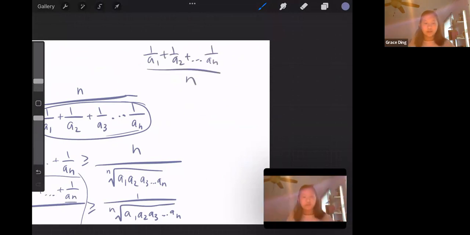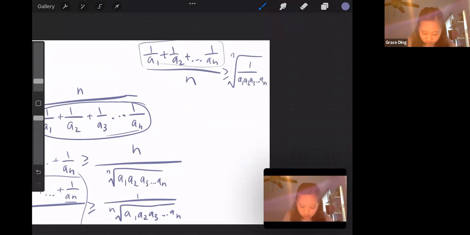divided by n, because there are n terms, is going to be more than or equal to 1 over this, because it's basically just all of these reciprocals multiplied by each other and then put under root to the nth power. And if we simplify the right side, obviously 1 under any root will just be 1. And then you'll get this.